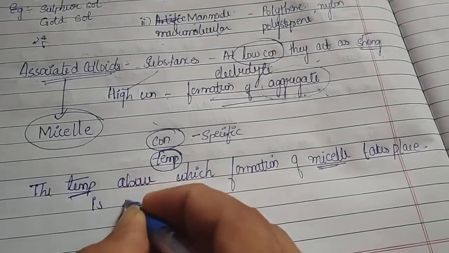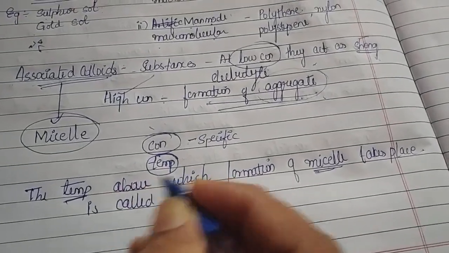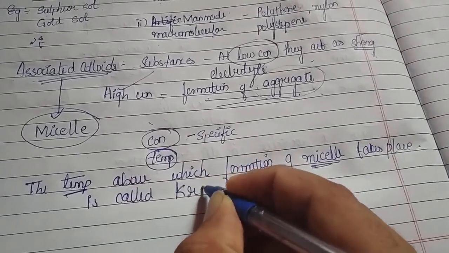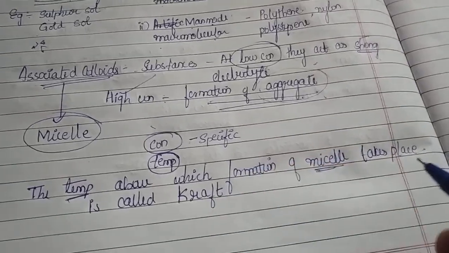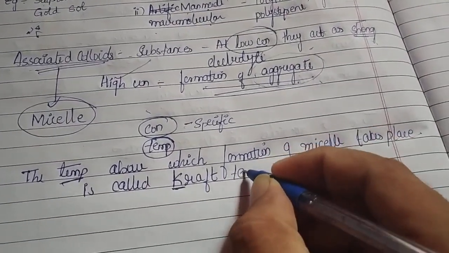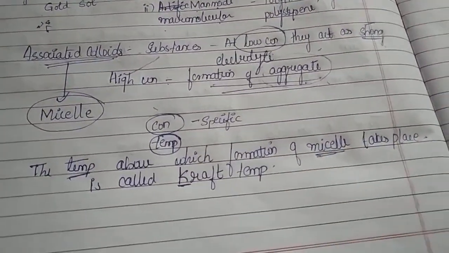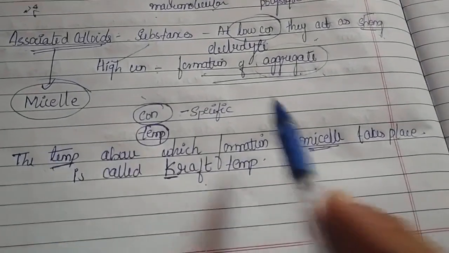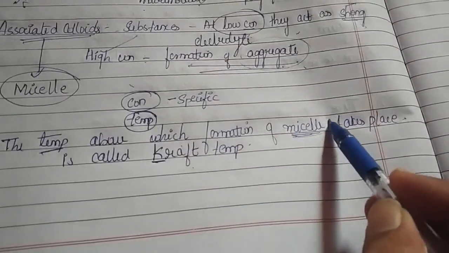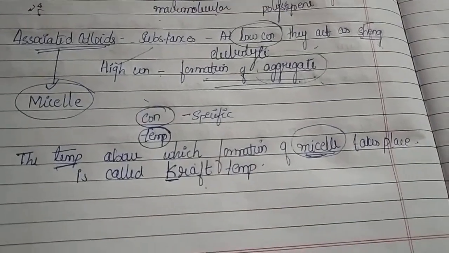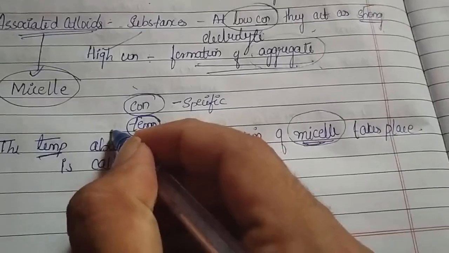That is called, we are using a new word for the temperature, Kraft temperature. K-R-A-F-T. It is not C, it is K. K-R-A-F-T temperature, Kraft temperature. Important definition. So what do you mean by Kraft temperature? The temperature above which formation of micelles takes place. That is called Kraft temperature.